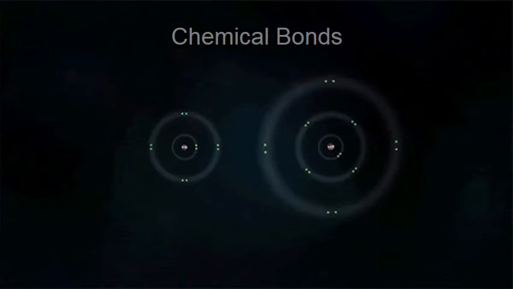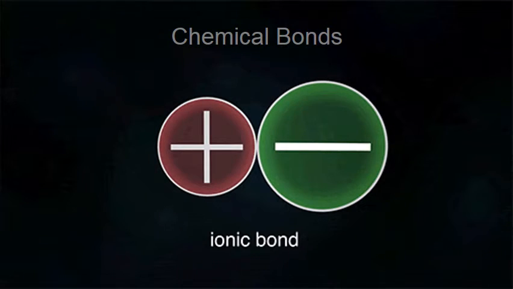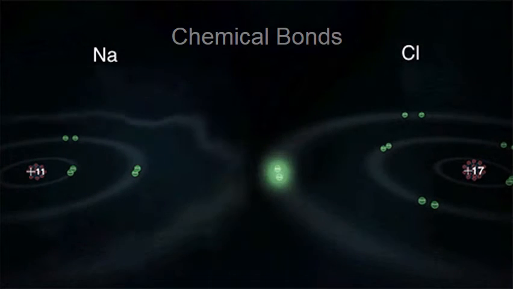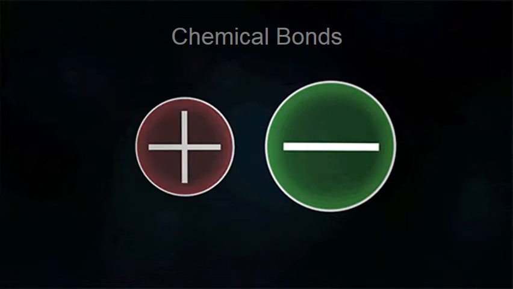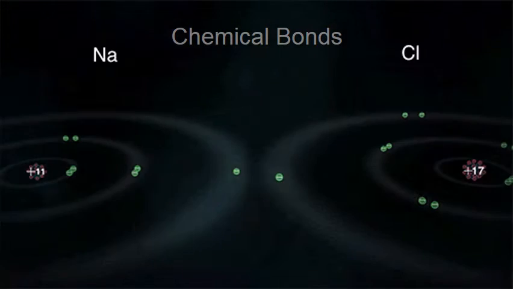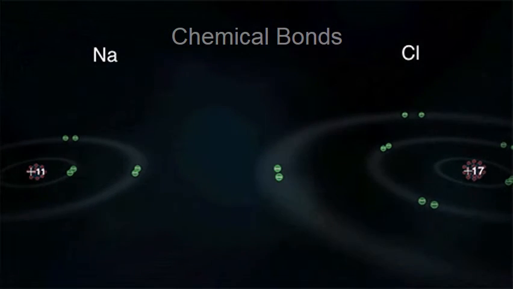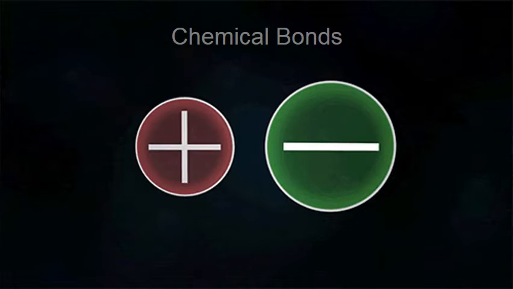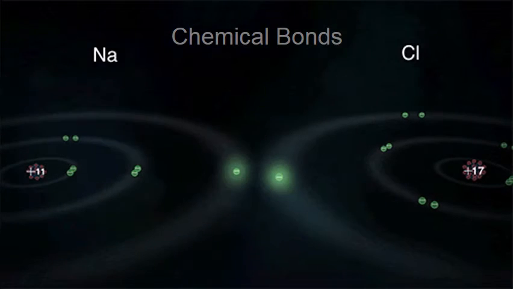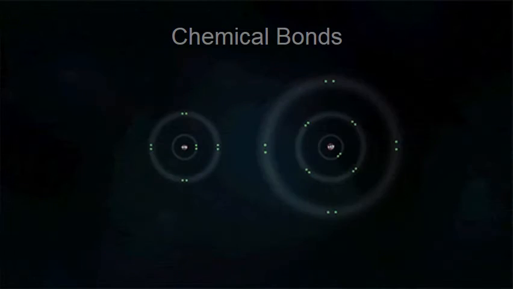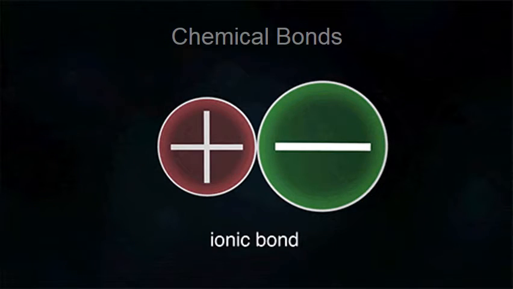Remember that atoms want to have full outer shells. And in order to do that, most atoms either need to gain some electrons or they need to lose some electrons. So you can see in this little animation here that the element on the left, sodium, is giving an electron to the element on the right, which is chlorine.